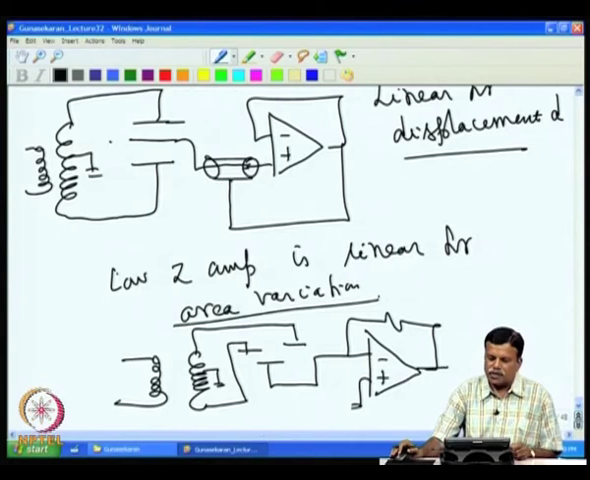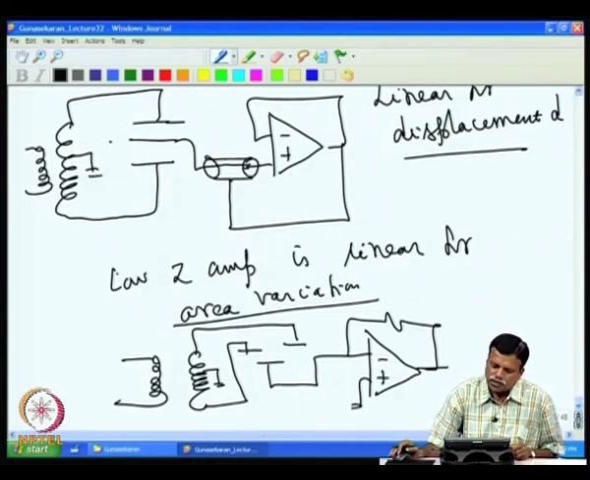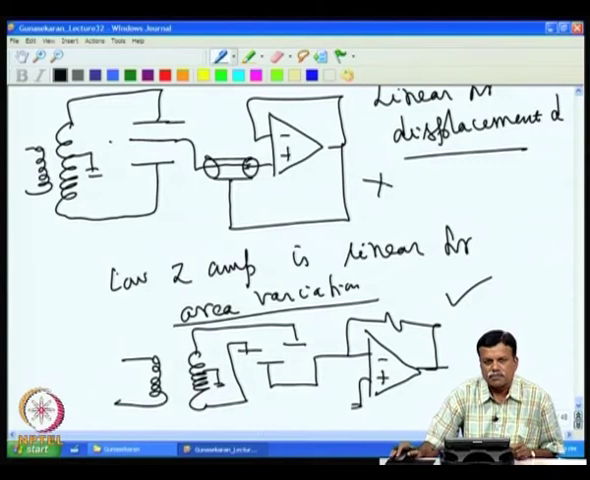So, these two amplifiers are actually used in real life, so that you get a linear output for the given displacement. In the sense that by using area variation one can measure the displacement. Here, using the space variation, you can measure the displacement. Nevertheless, this amplifier is good in terms of stray capacitance effect. This is not very good in terms of stray capacitance effect.